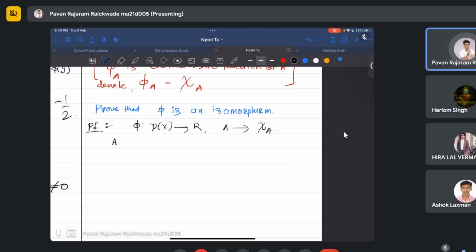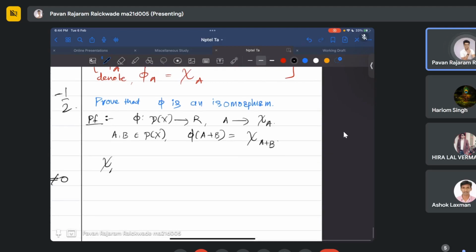So let's take any two elements a, b belonging to the power set of X. What is happening with a plus b? So what is this? This is the characteristic function of a plus b, right? And the characteristic function at a plus b, the element x is 0 if x belongs to a plus b, right? But what is this plus here? Yeah, I should write this, not plus. Basically, if you are in the power set of X, you have the symmetric difference, right? How do you denote this? This is a symmetric difference b, right? The triangle.